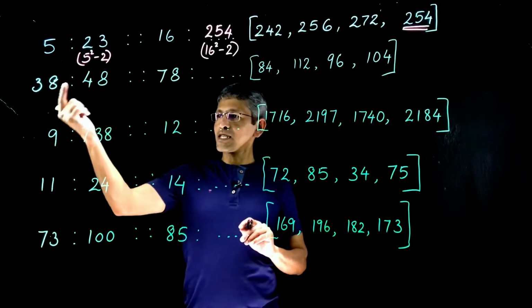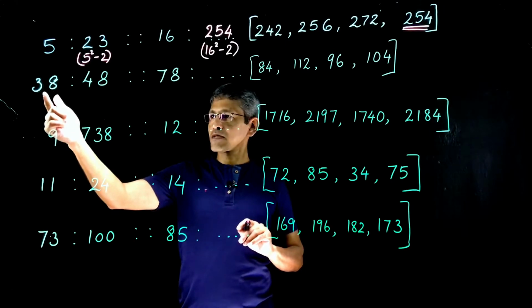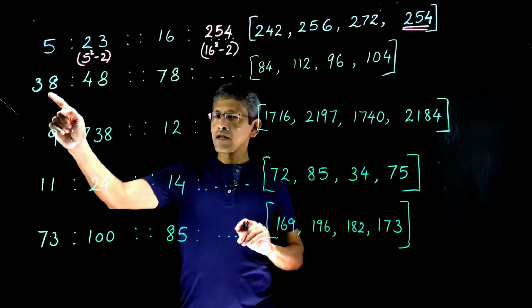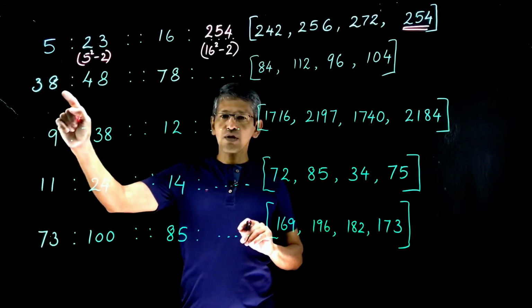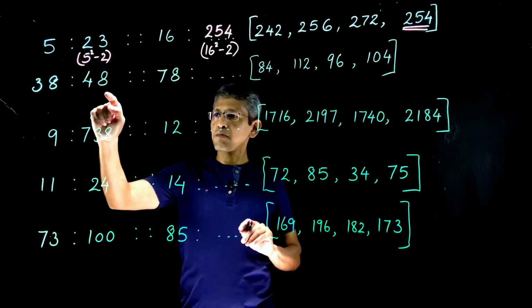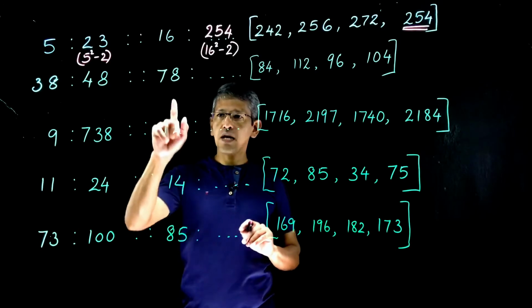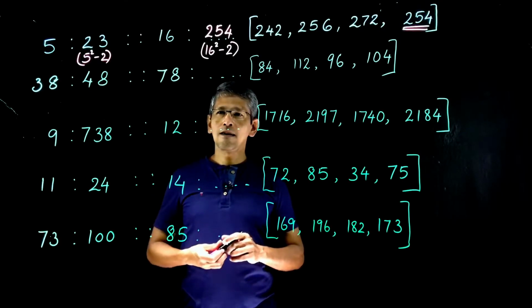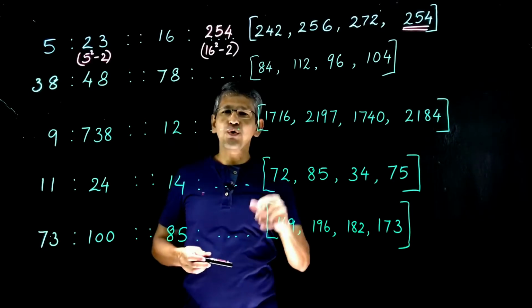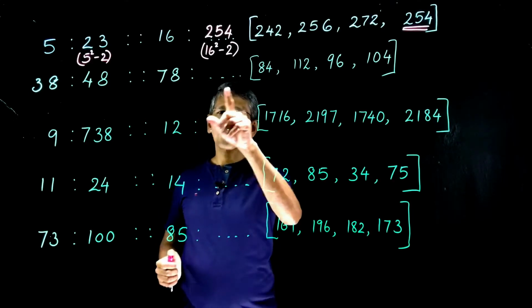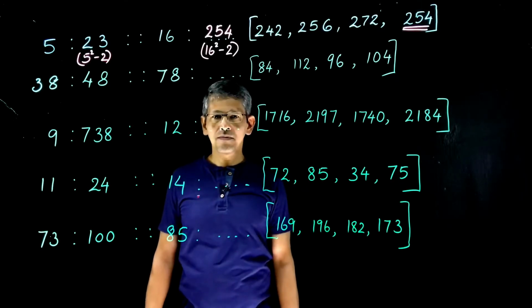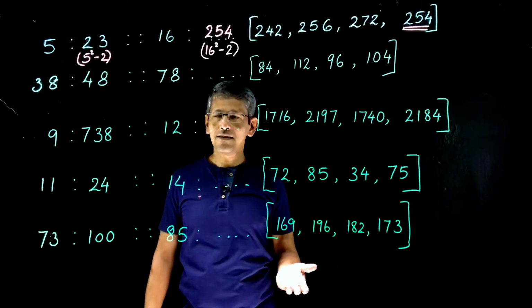How about 38? Well, 3 plus 8 is 11. This is 48. So 3 plus 8 is 11, 11 into 4 is 44, 44 plus 4 is 48. If that's the way, 7 plus 8 is what? 15. 15 into 4 is 60. 60 plus 4 is 64. That's a good answer, but we don't have it here. What is the next possibility?